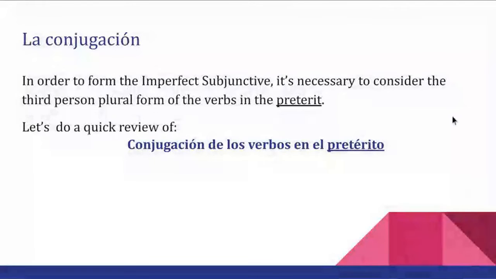La conjugación. Para poder conjugar en el imperfecto del subjuntivo es necesario considerar la tercera persona del plural de los verbos en el pretérito. Recuerda que el pretérito lo usamos para poder hablar en el pasado. So we're going to do a quick review of the conjugation en el pretérito. That way we can have a good foundation when we work with the imperfect subjunctive.